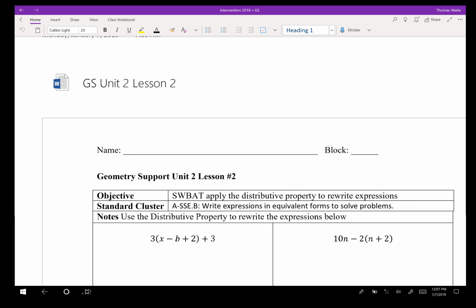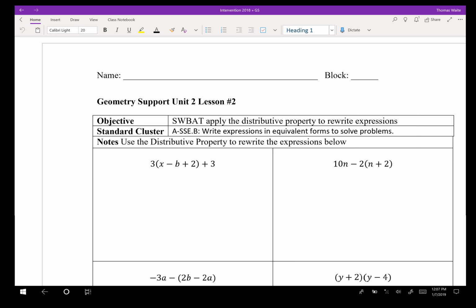This time we're going to be focusing on applying the distributive property, which we'll talk about what that means in a second, to rewrite expressions. And this is our cluster. We want to be able to write expressions in equivalent forms to solve problems. And that's really what our MCAS focused on, so that's where we're headed today.